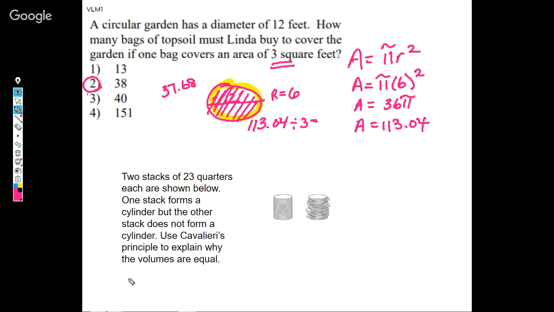The other thing is they might ask you 37 versus 38 because some kids don't realize if you still need 0.68, you need a whole other bag. So that's kind of where that comes in.